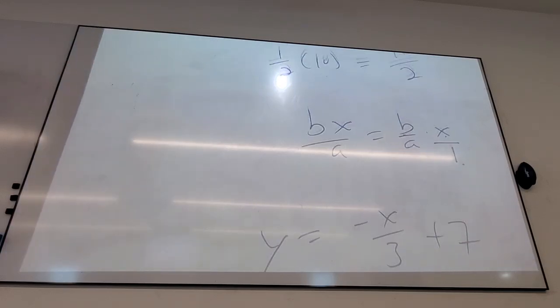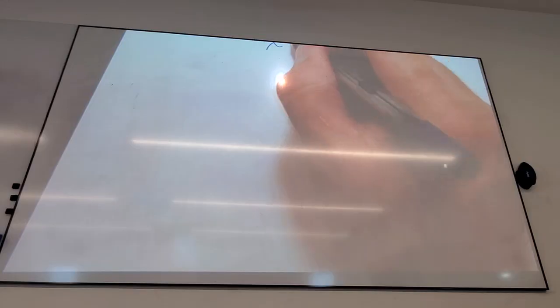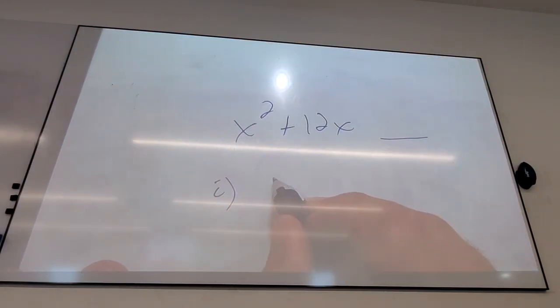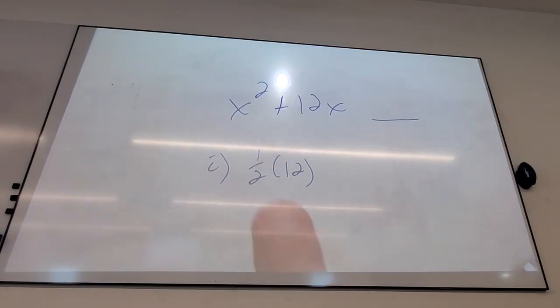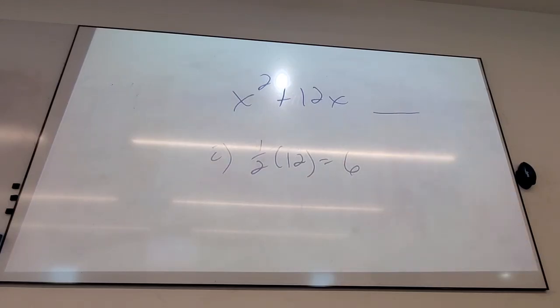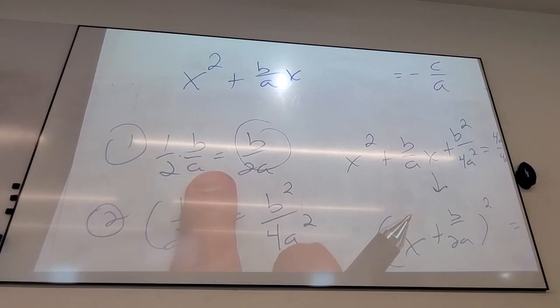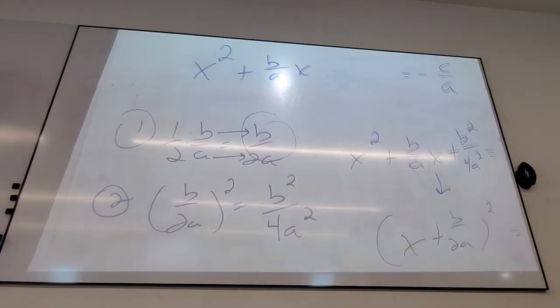if I had, for example, x squared plus 12x, yes? First step would be half of 12. That's another way I can write it. We would put 12 divided by 2, but isn't half of 12 the same thing? Yeah. And half of 12 is 6. Well, what's in the middle? B over a. Half of b over a is 1 times b over 2 times a, 2a.